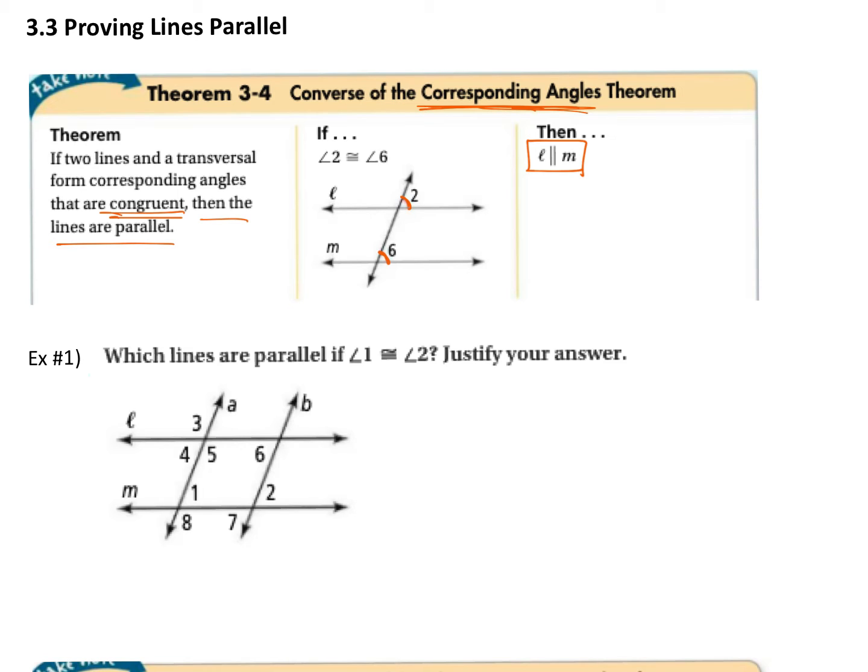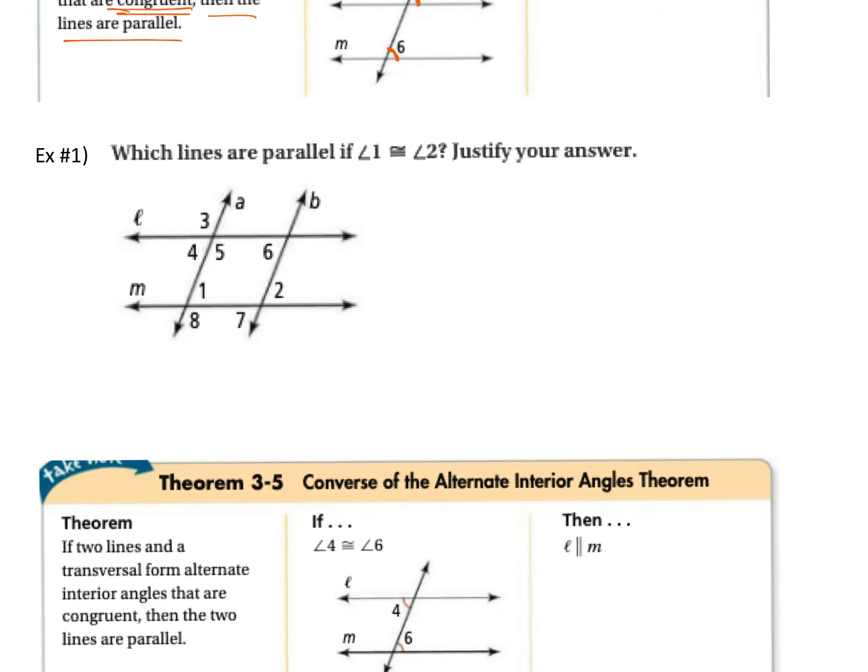That being the case, look at this picture. It says which lines are parallel if angle 1 and angle 2 are congruent, and justify your answer. So first of all, what kind of angles are 1 and 2? Corresponding angles, okay? So they want to know which two lines have to be parallel because those two angles are congruent. Now this can be a little tricky at times. There's two sets of lines here that look parallel. We aren't allowed to assume any of it until we know which lines are actually parallel from those angles.